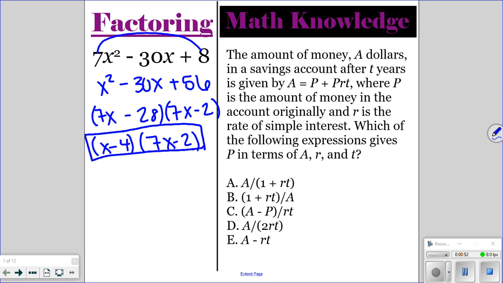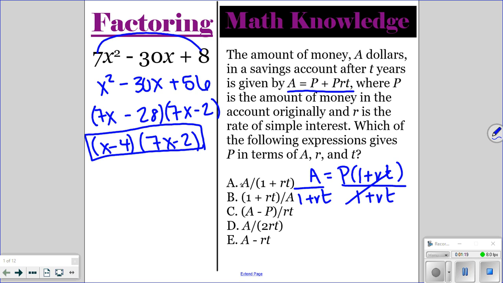For the math knowledge question, your formula is A equals P plus PRT. Which of the following gives P in terms of A, R, and T? So we're solving for P. So on the right side, we're going to want to factor out a P. So we'll have 1 plus RT. And then you're just going to divide by 1 plus RT. And that is given by A. So that would be your answer.